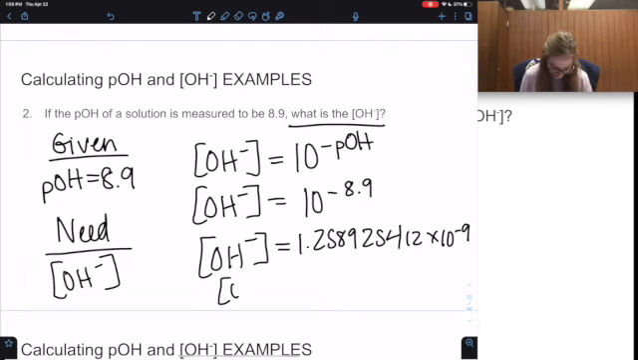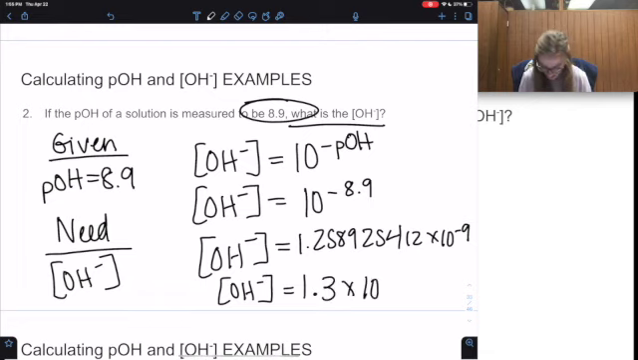And then we need to triple check that we have the correct number of sig figs. Here, I'm given 2 sig figs as 8.9, so I can go ahead and round this to 2 sig figs, which is going to be 1.3 times 10 to the minus 9. And of course, again, I can go back, triple check that my answer makes sense. So it's kind of the last step in every problem. Did what I get make sense?